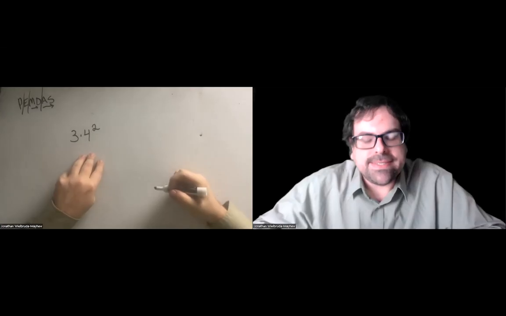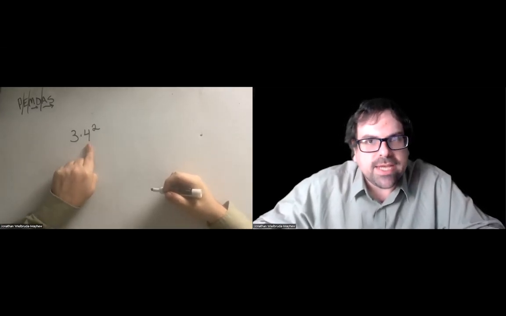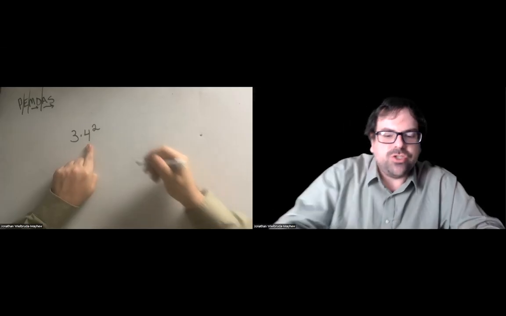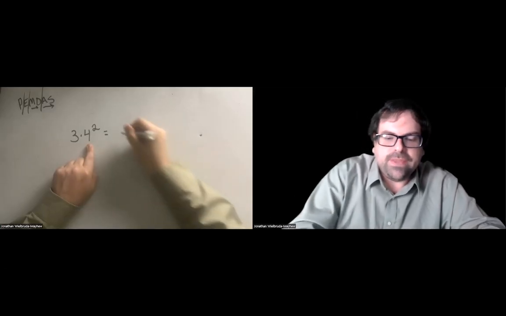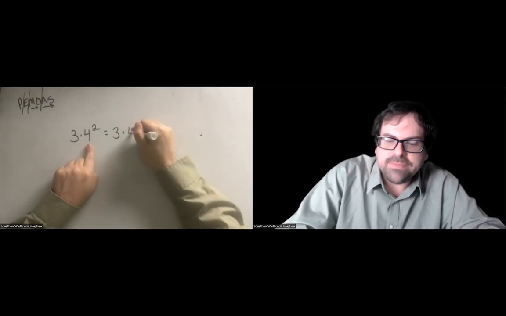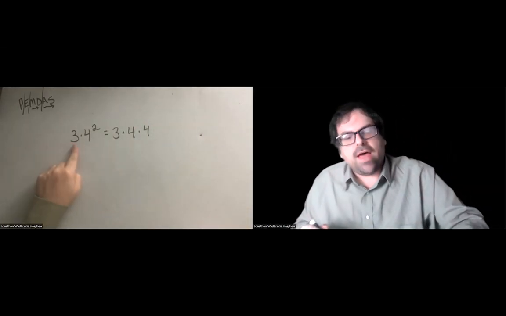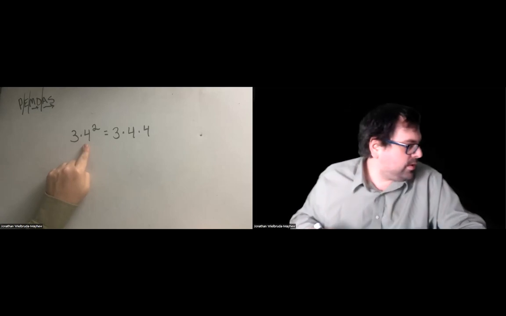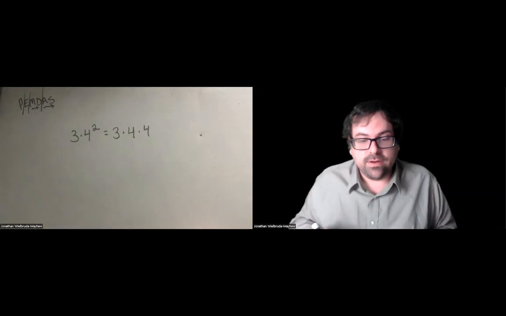What is the base? The base is just what the exponent touches. So it's just a base of 4. Leave the rest alone. So we have 3 times 4 squared. That's 3 times 4 times 4. This is not 3 times 4 equals 12 and then 12 squared.